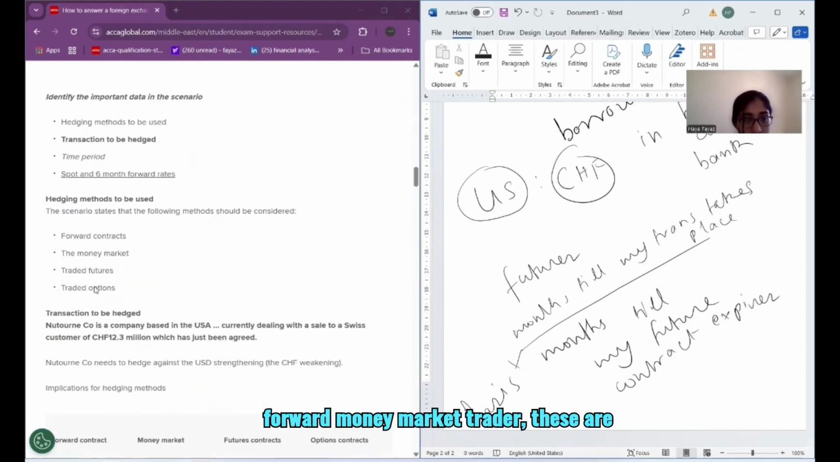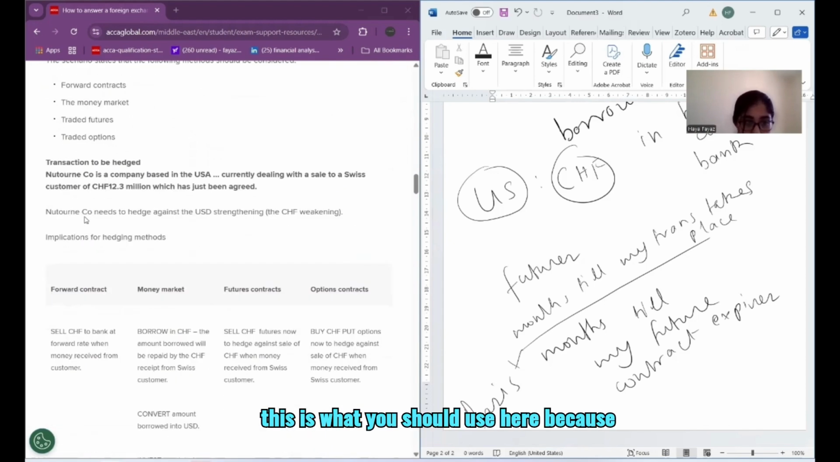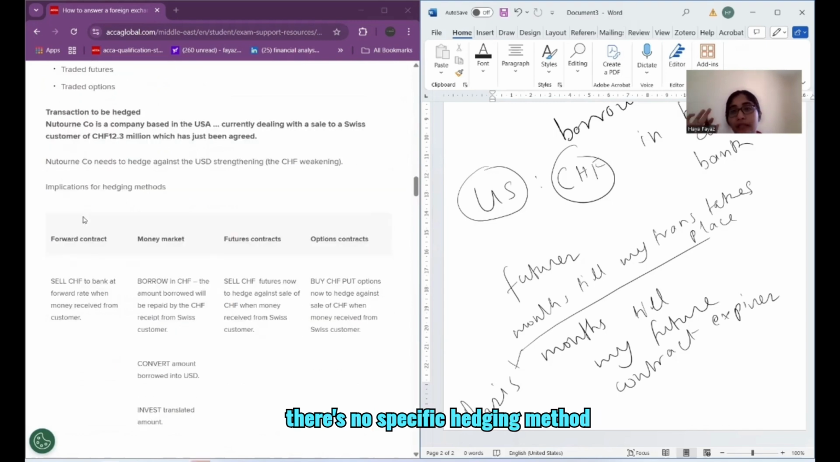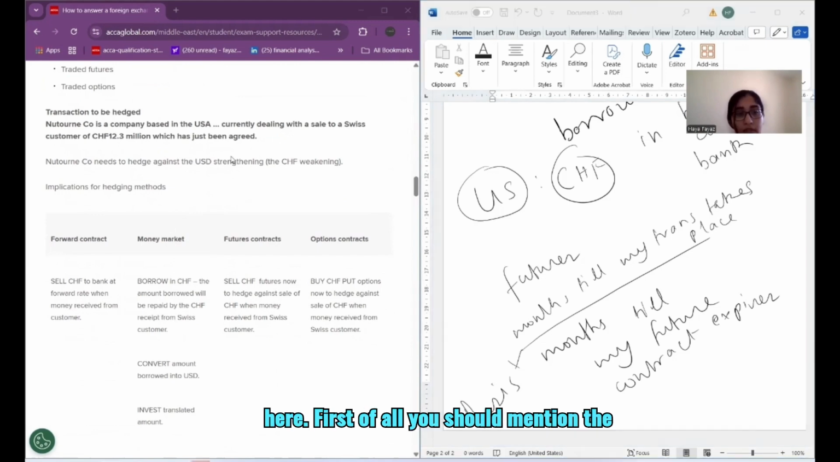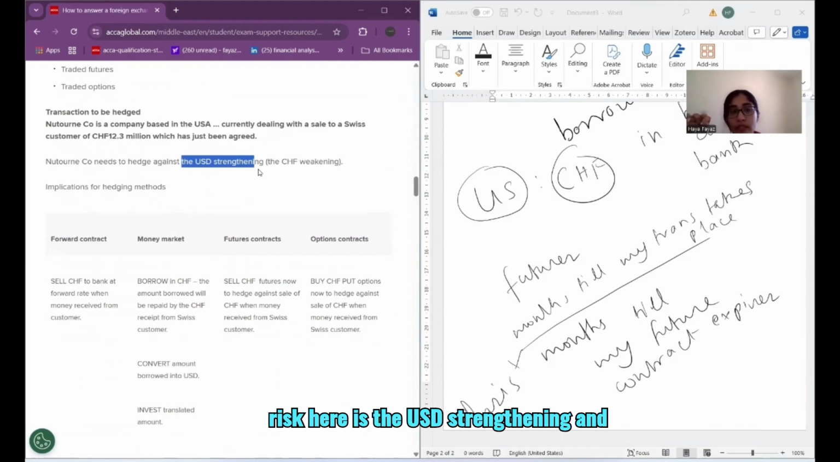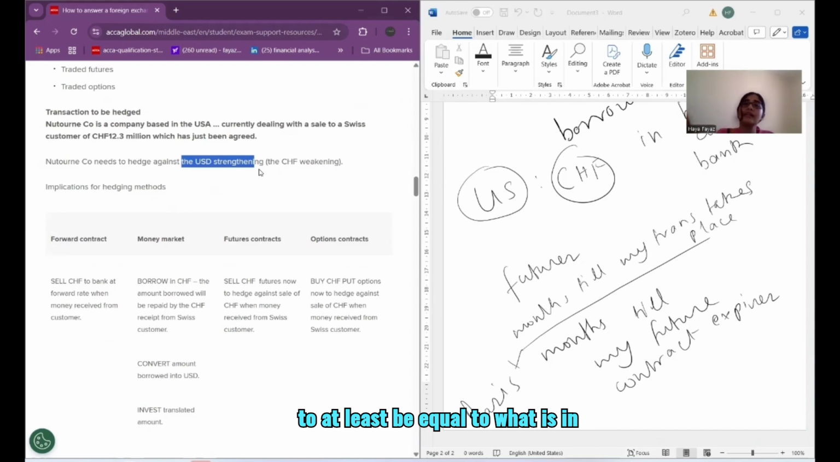So forward, money market, and options, these are all the hedging methods to be used, and this is what you should use here, because there's no specific hedging method suggested in the question. So we can use all of them and see what the case is like. The risk here, first of all, you should mention, is the USD strengthening and the CHF weakening. CHF weakening means you will get more in CHF terms, but as soon as you convert into USD, your home currency, your amount will fall. So you don't want that to happen. You want that to at least be equal to what is in today's terms, or more than that.